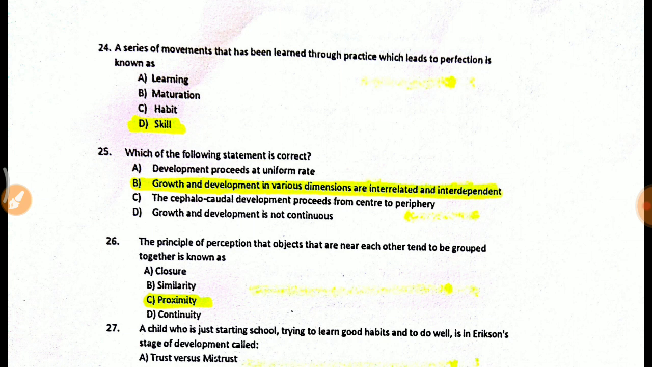Next question: which of the following statements is correct? From the given options, development proceeds at a uniform rate is not correct. Growth and development in various dimensions are interrelated and interdependent. From the given options, B is right. And growth and development is not continuous, it's a continuous process, so it's wrong. The cephalocaudal development proceeds from the end to periphery, so also wrong.